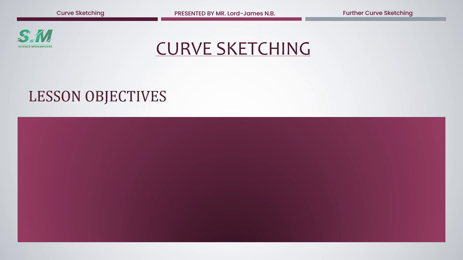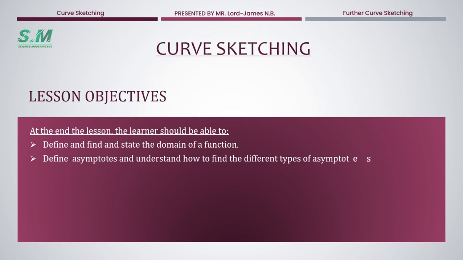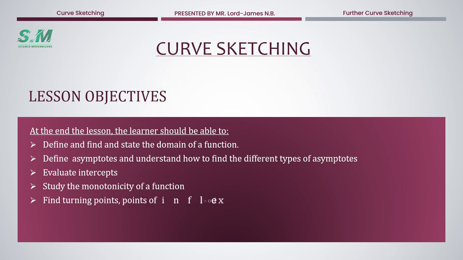Okay, so let's begin with the lesson objectives. The very first objective is, at the end of the lesson, you should be able to define and find or state the domains of respective functions. The next is to define asymptotes and understand how to find the different types of asymptotes, and also know the type of asymptotes which a curve can have. Evaluate the intercepts, study the monotonicity of a function, and find the turning point or point of inflection, stationary point, etc. And then we set up a variation table to sketch a curve.